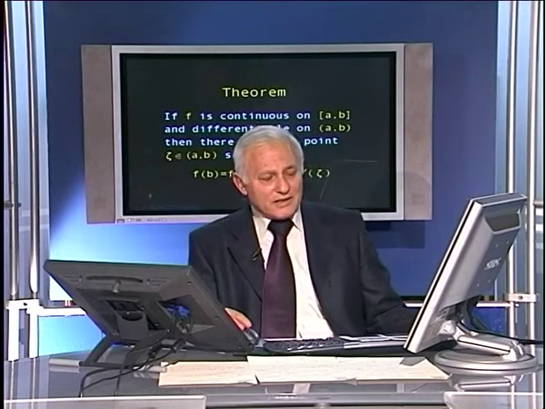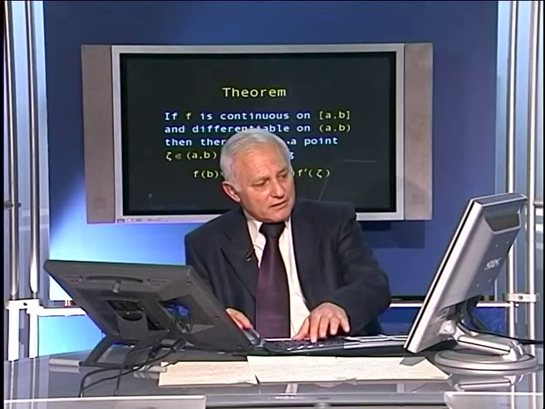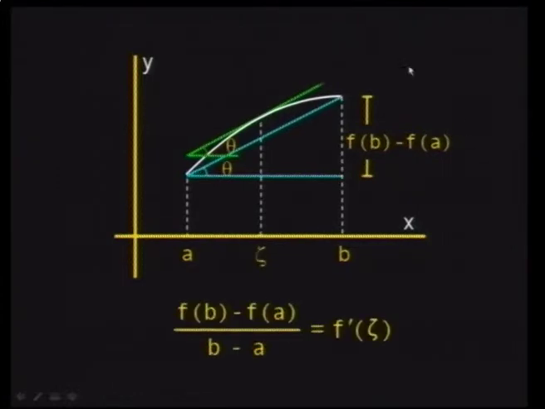Why? Because you can write it otherwise. You can write it in this form here. Here you have a, and here you have b, and here you have f of b, and this is f of a. So this is the difference here, f of b minus f of a. Of course, if you divide f of b minus f of a by b minus a, what you get is the tan of this angle. But the tan of this angle has nothing to do with the derivative of the function.